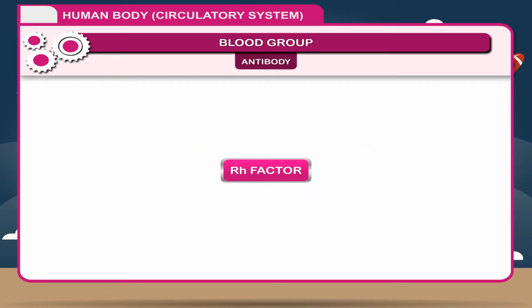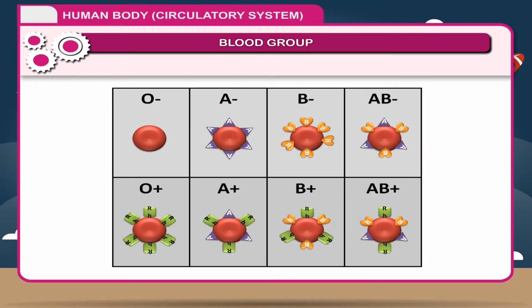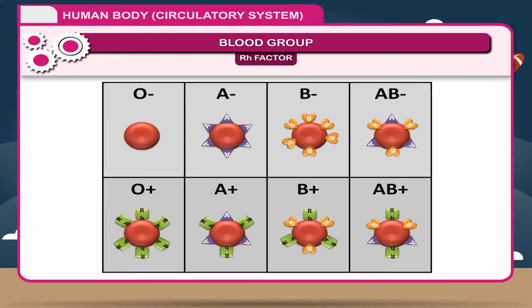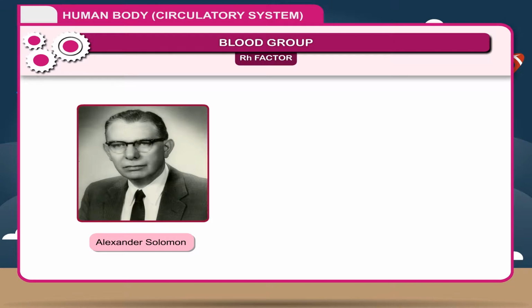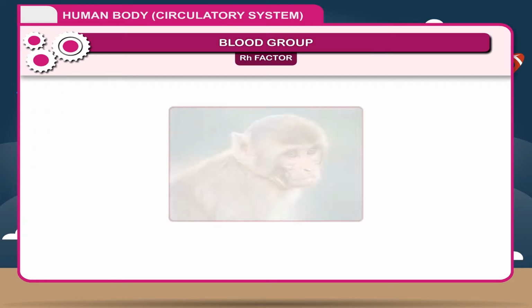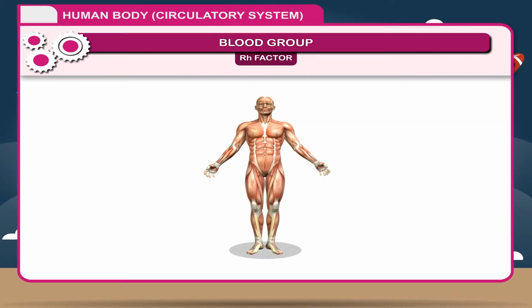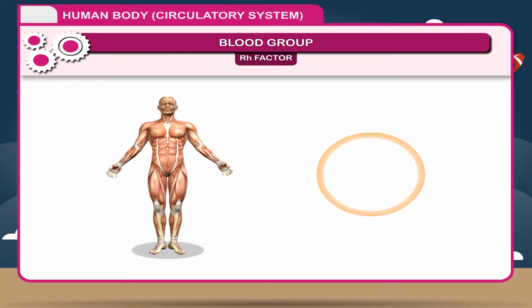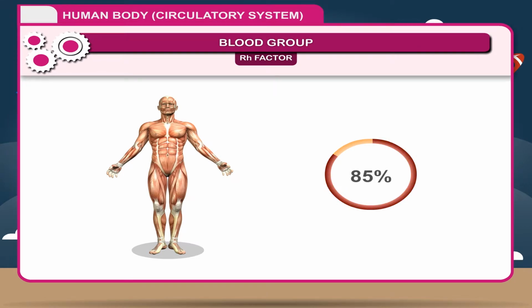Rh factor. Besides the above blood groups, there is another antigen factor called Rh factor which is found on the surface of RBCs. It was discovered by Alexander Solomon and Karl Landsteiner in 1937 in the rhesus monkey. Most of the people have Rh factor in their blood group, such persons are called Rh positive. About 85% of humans are Rh positive. The rest are Rh negative.